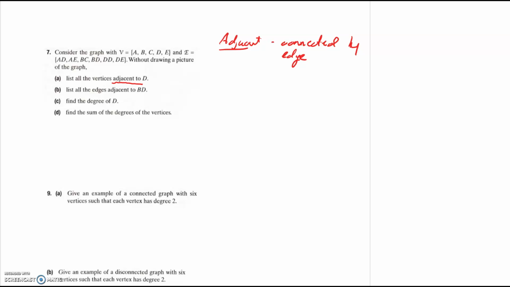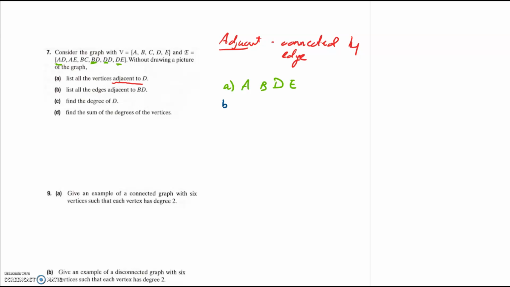So if I want all of the vertices that are adjacent to D, all I really need to do is figure out what are all the edges here that have D as either the beginning or the ending. So I see here A is adjacent to D, B is adjacent to D, D is going to be adjacent to itself, and E is adjacent to D. So those are all the vertices adjacent to vertex D.